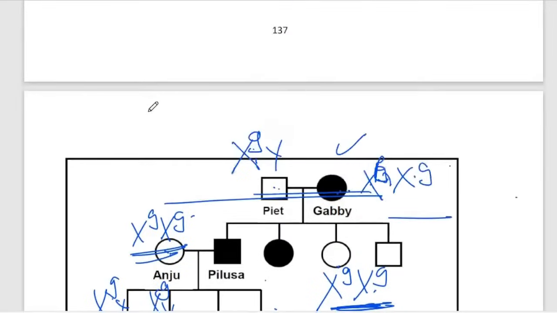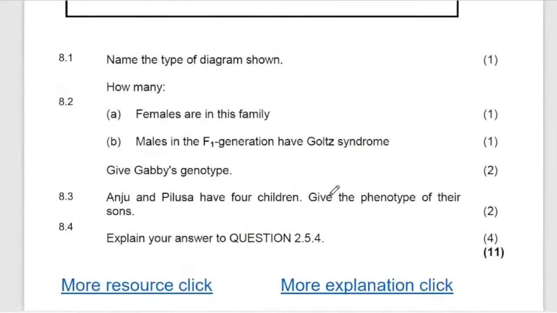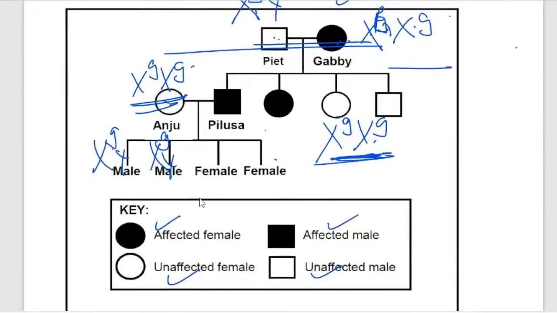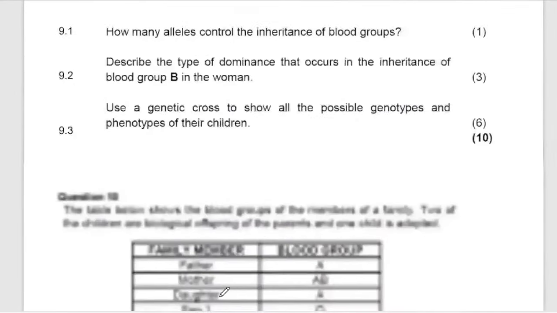The one who is normal has a recessive allele, if it's caused by a dominant allele. The one who is sick is the one who has a dominant allele. You understand? Explain your answer above. Why? Because they are normal. Because Anju, who is a female, is normal with the 2 recessive alleles. Therefore, she gives 1 recessive allele to the males. You understand? Therefore, they are normal. So basically, that's what you need to talk about.